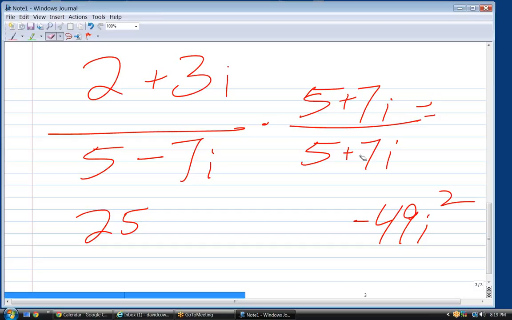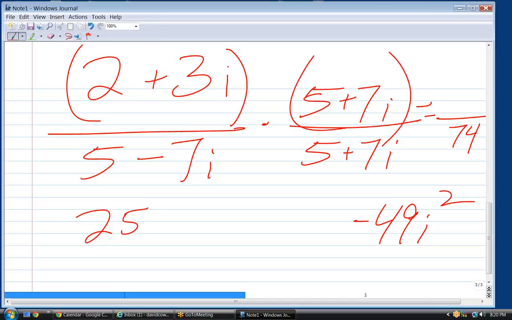It's going to end up being 25 plus 49. Okay, so 74. So that's our new denominator, a real number, which is what we wanted to achieve. And then we have a numerator that is 2 plus 3i times 5 plus 7i.